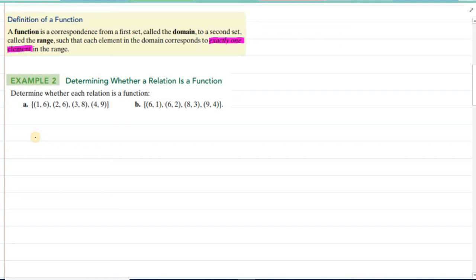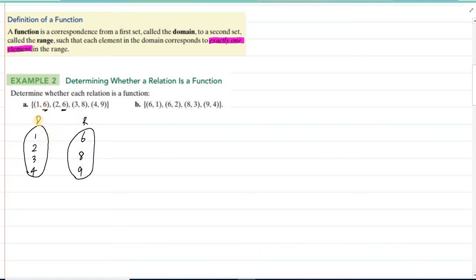Example 2: determine whether the relation is a function. So let's go ahead and draw a graph. I'm going to draw all my domain on the left side here. That's my domain, where I'll write a D right here. So I know we have 1, 2, 3, 4 in our domain. And here we have the range. In the range I'm going to have 6, which is repeated twice, so I'm just going to write it one time, and we also have 8 and 9.